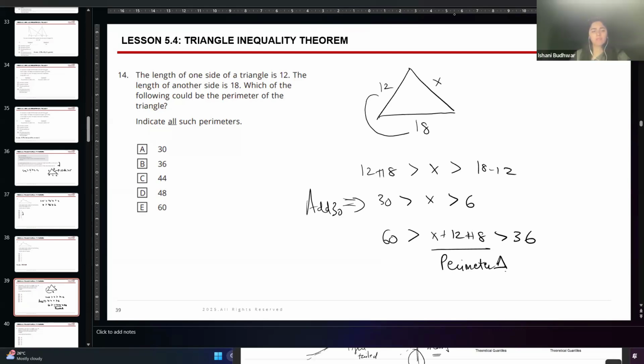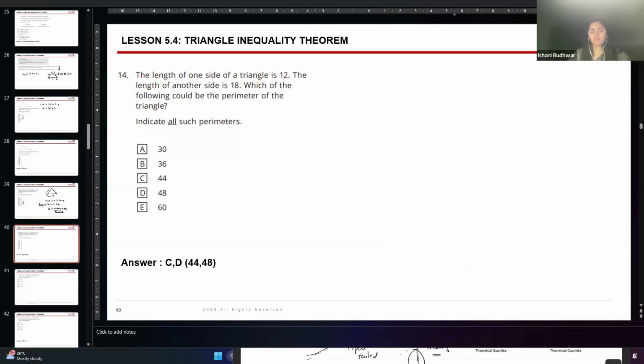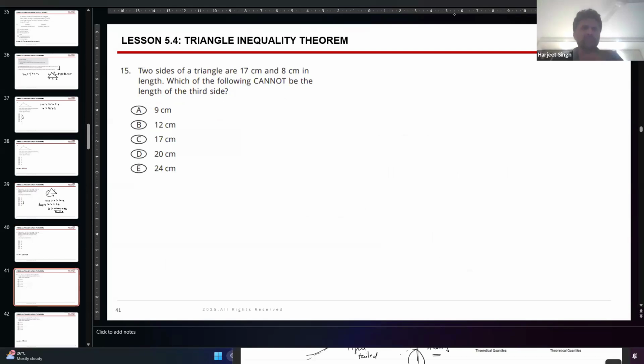And two of these choices will fit the criteria. Fantastic. Easy, right? So set up the inequality. Side should be greater than the difference, but less than the sum. That's it. Okay. So can you solve this and let me know what should be the answer?